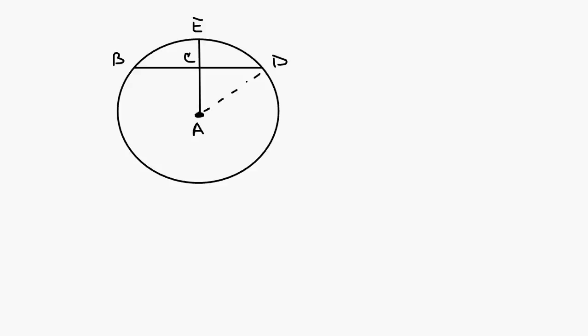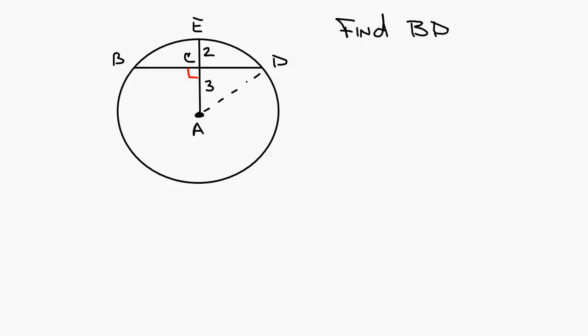Find BD. You are given that this piece is 2 and this piece is 3, and you're also told that these are perpendicular. Didn't you just write down that if a radius is perpendicular to a chord, it bisects the chord? So isn't B to C the same as C to D? Yes. Okay.